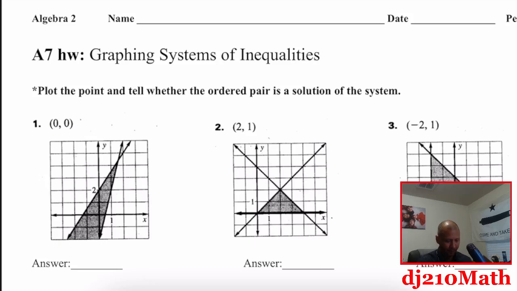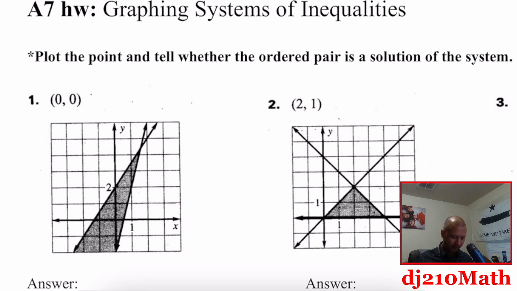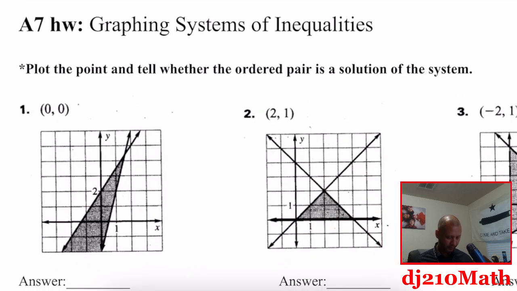All right. A7 homework. Highly anticipated. Okay, so graphing systems of inequalities. So let's look at plot the point and tell whether the ordered pair is a solution. So remember, for it to be a solution when we're looking at a graph, it has to be in the shaded area, or shaded area and a solid line.